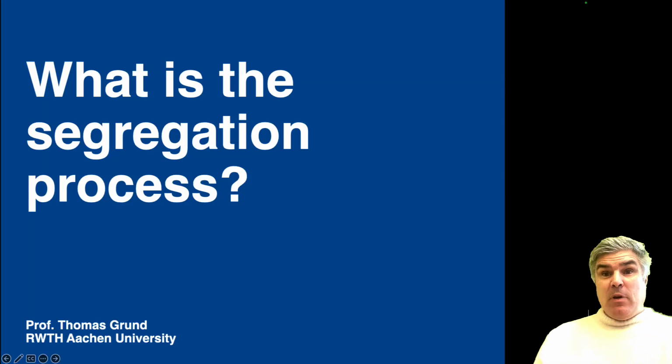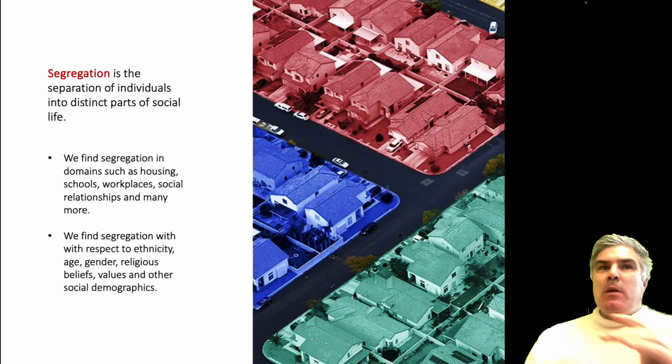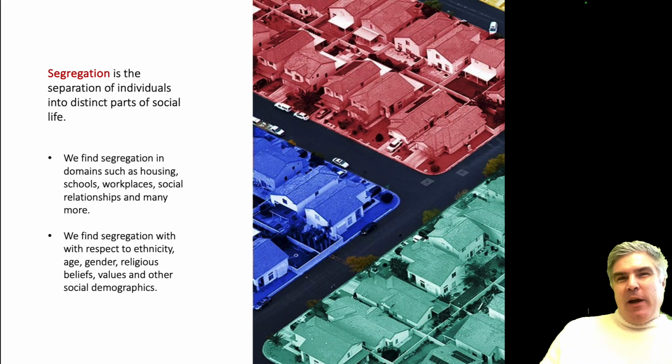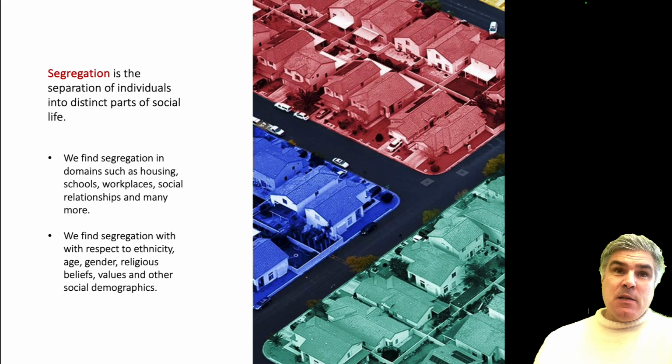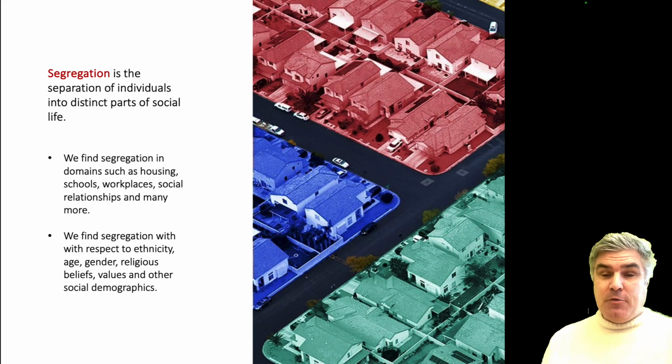So what is the segregation process? Well, first of all, let's talk about segregation. With segregation, we mean the separation of individuals into distinct parts of social life. And we do find segregation in domains such as housing, schools, workplaces, social relationships, and many more. But we also find it with respect to all kinds of attributes and characteristics, for example, with respect to ethnicity, age, gender, religious beliefs, or any other values.